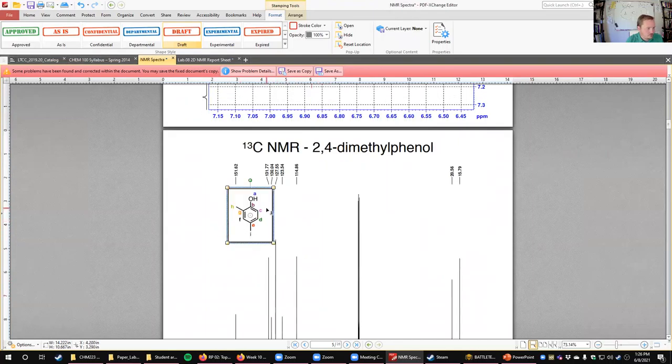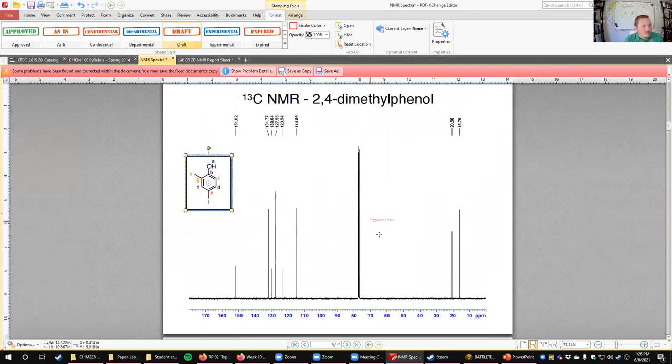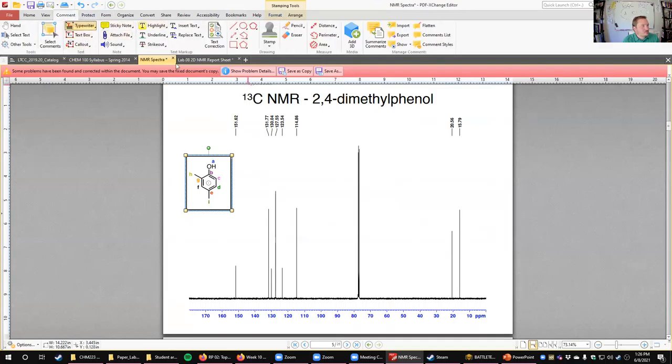At least initially, the carbon 13 NMR is not going to tell us anything necessarily that the proton NMR didn't, because we have very similar things happening. We're going to have a bunch of aromatic carbons, we're going to have some methyl carbons, and the oxygen is not going to show up at all.